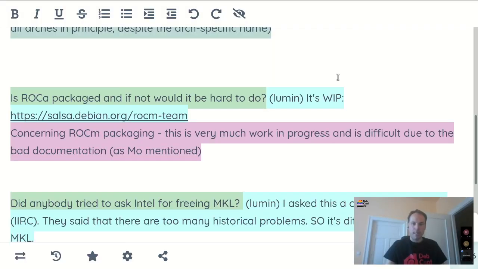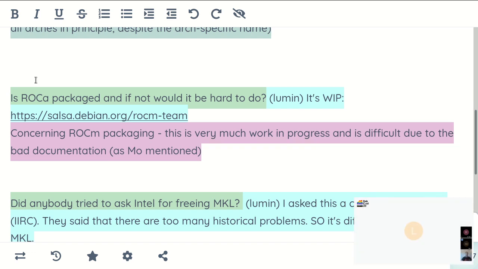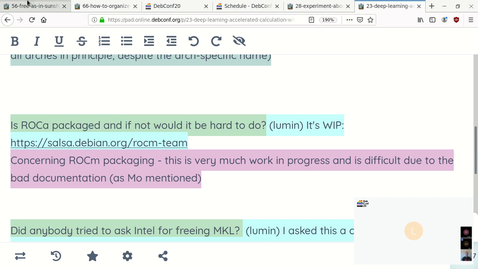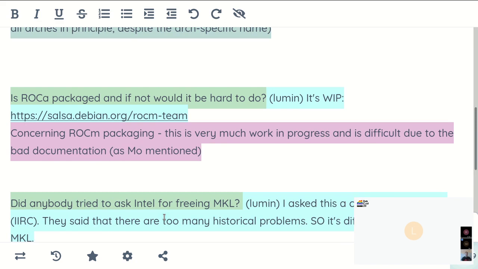Okay, let's start the Q&A session. Well, there are only three persons. The first question, I mean, this has been answered already in the Etherpad, but maybe for everybody: is ROCm, or however it's called, packaged? And if not, would it be hard to do?